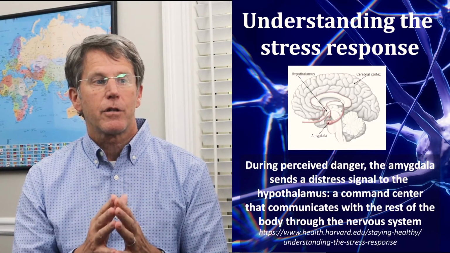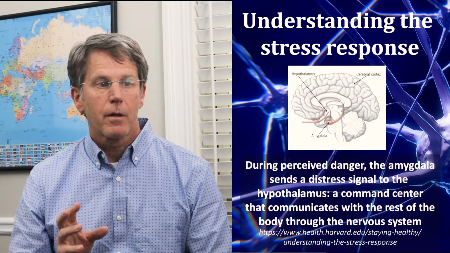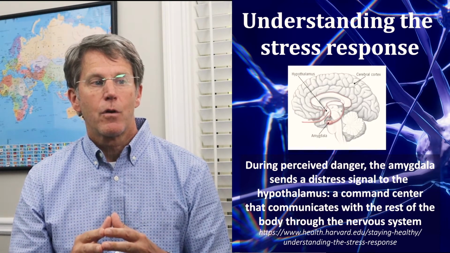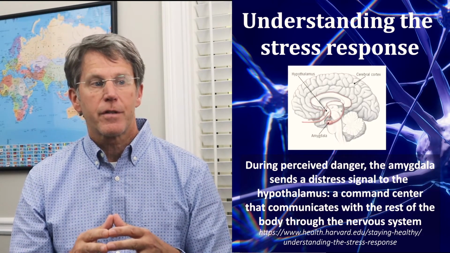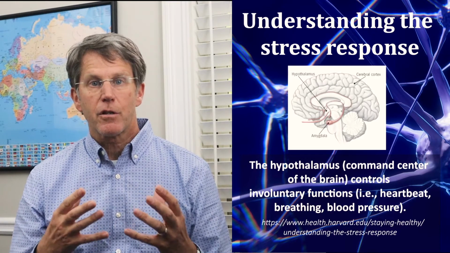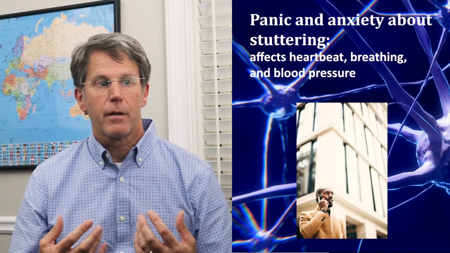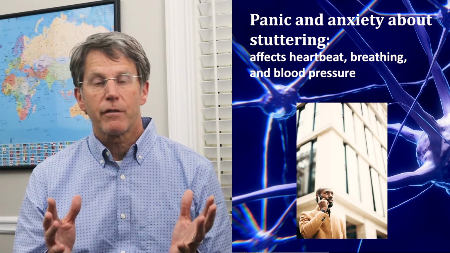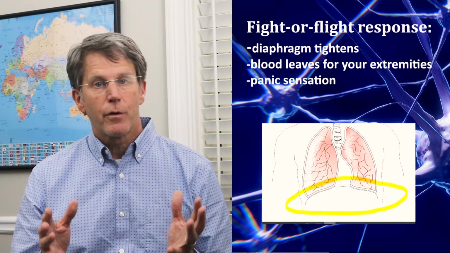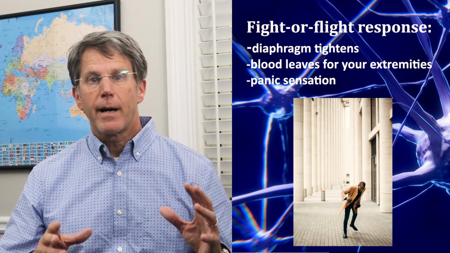During that feeling of danger, the amygdala sends a distress signal to the hypothalamus, which is a command center that communicates with the rest of the body through the nervous system. The hypothalamus controls involuntary things such as your heartbeat, your breathing, and your blood pressure. So when you feel panic, anxiety about stuttering, it affects your heartbeat, breathing, and blood pressure, creating something you've heard of as the fight or flight response. During the fight or flight response, your diaphragm tightens, blood leaves your extremities, making your body ready for action, fight or flight. It's like a panic.